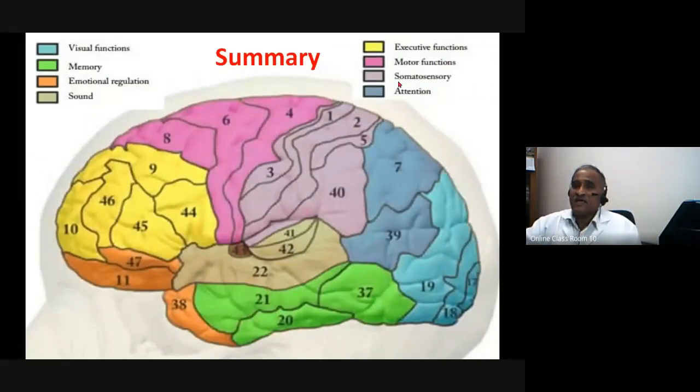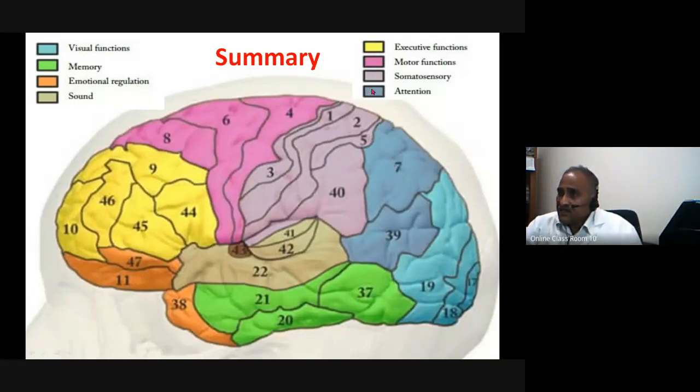Now, in summary, in this graph I have shown the various aspects with a color code. The pink one, 4, 6, 8, performs motor function. Then comes the yellow, the prefrontal cortex, which handles executive functions. These areas are 9, 10, 46, 45, and 44. 44 and 45 are Broca's area. Then comes the purple, which is somatosensory: 3, 1, 2, 5, 40, and 7.